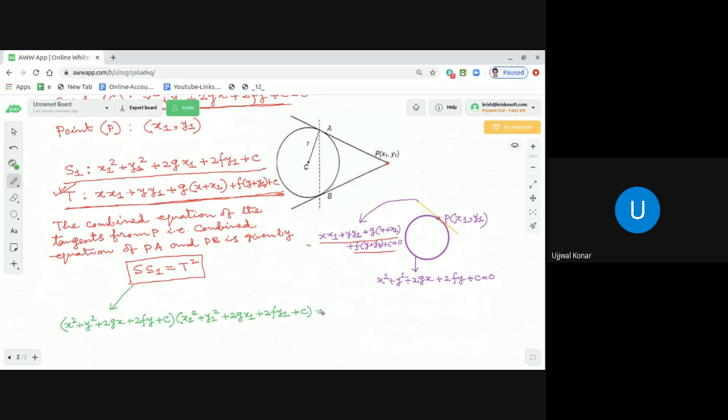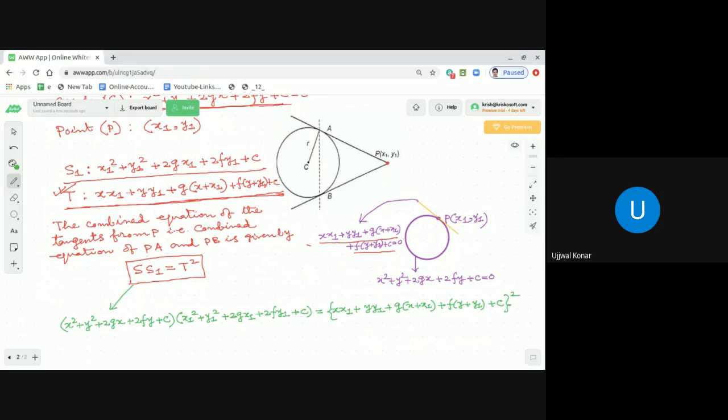And what is T, dear students? T is x into x1 plus y into y1 plus g into x plus x1 plus f into y plus y1 plus c. If you look into it and then square it, whatever I wrote in green color actually represents a general equation of second degree representing the pair of straight lines PA and PB together, that is, combined.